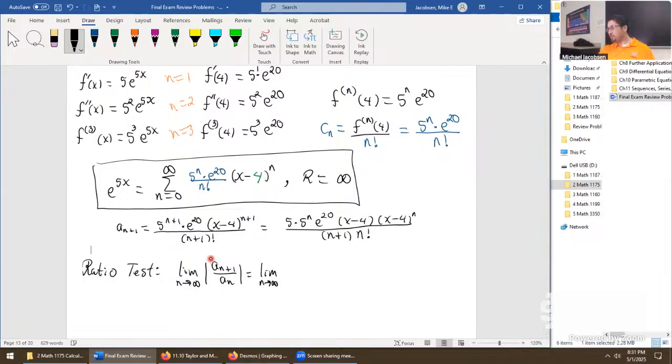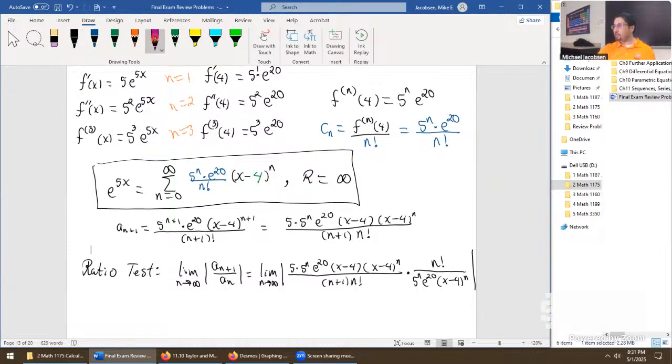So now it's the limit as n goes to infinity of 5 to the n, e to the 20, (x minus 4) to the n, over (n plus 1) factorial. We multiply by the reciprocal of this. Think of x minus 4 as attached to the numerator. When you take the reciprocal, sometimes it's hard to visualize. So it's just n factorial in the numerator, 5 to the n, e to the 20, (x minus 4) to the n.